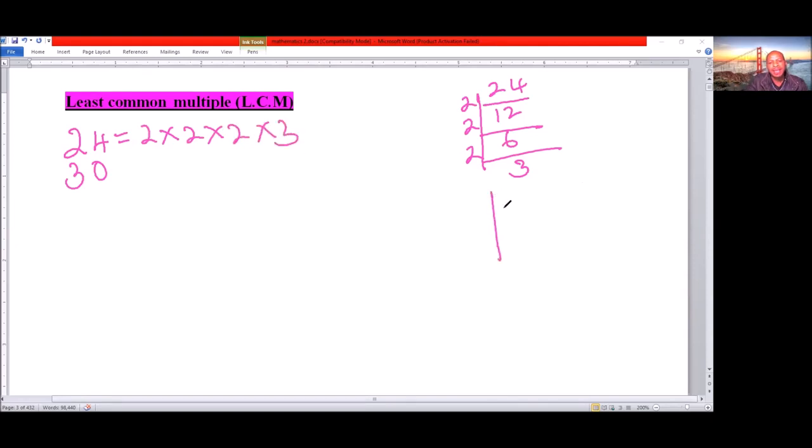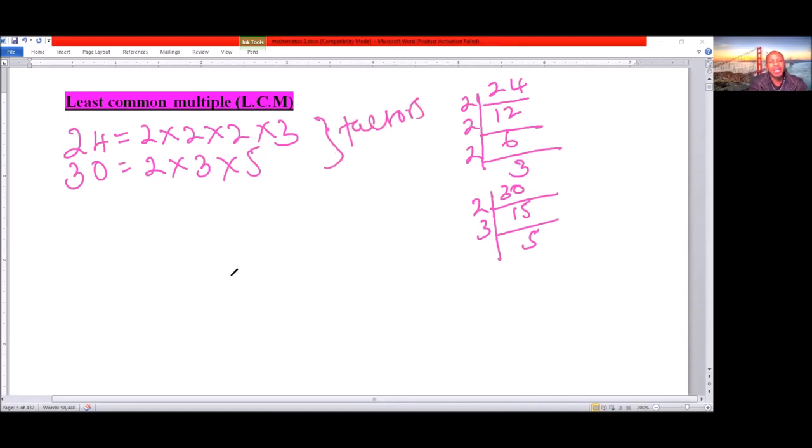Then with 30, we can say 30 divided by 2 gives 15. You divide by 3, you get 5. So the factors of 30 are 2 times 3 times 5. These are referred to as factors. So to get the LCM, LCM actually means the least number which we can get in common if we multiply 24 several times and 30 several times.